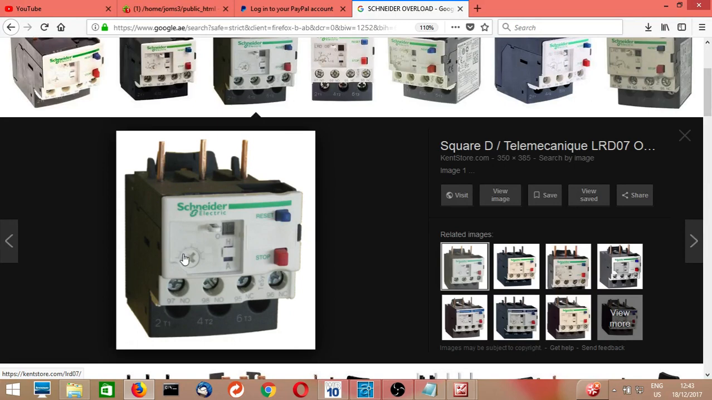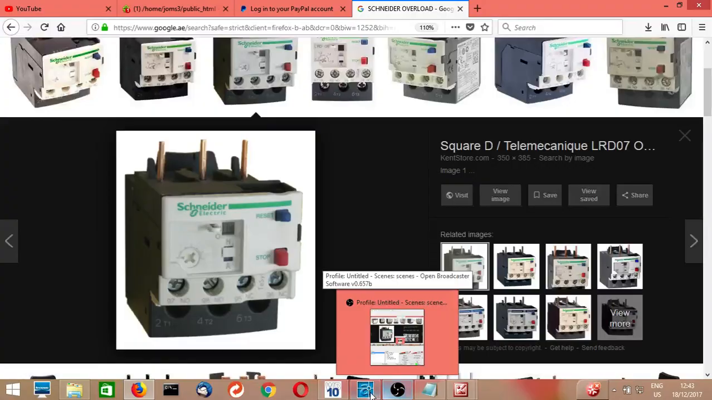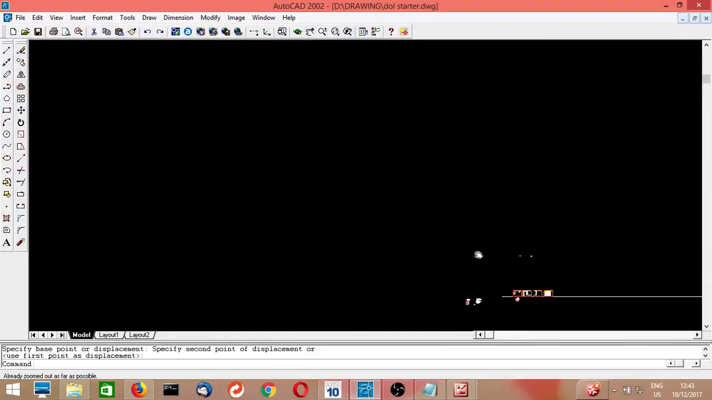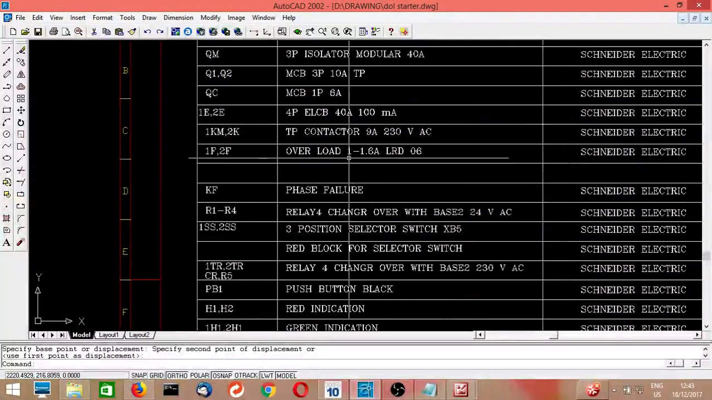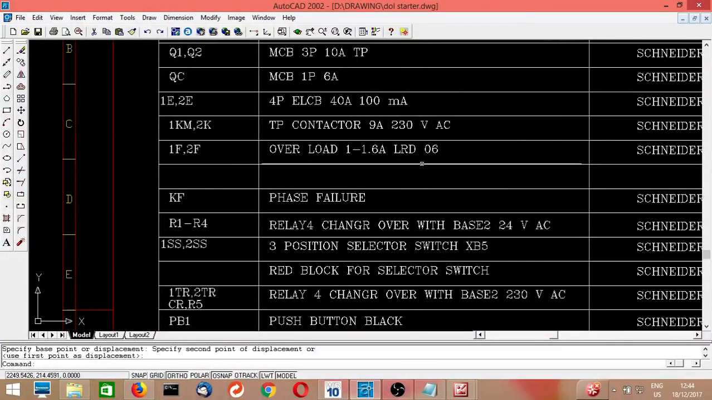Suppose in our case our motor circuit has 9.96 ampere, so we can consider an 8 to 12 ampere overload. It comes in different ranges like 1.2 to 2.24, 2.4 to 2.6, like that. There is a part number also, LRD 4.6 like that. I will show you one part number of the overload, LRD 1.1 to 1.6, LRD 06.